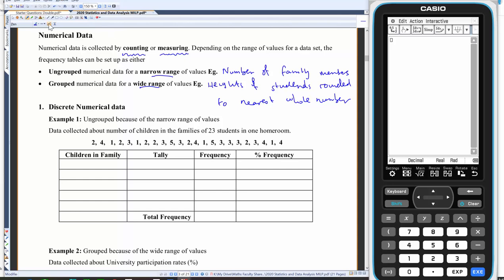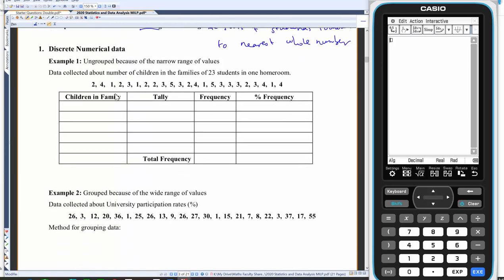All right, so this first example here is ungrouped data, because what we have is a narrow range of values. And what we're doing is we're collecting data about the number of children in the families of 23 students in one homeroom, okay? So here's the list here, okay? And what we've got here is children in family, and we're going to put the number of children in the family in sequential order, and we're not allowed to skip any values.